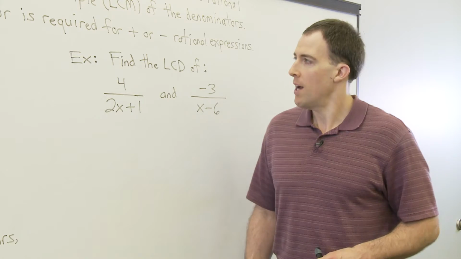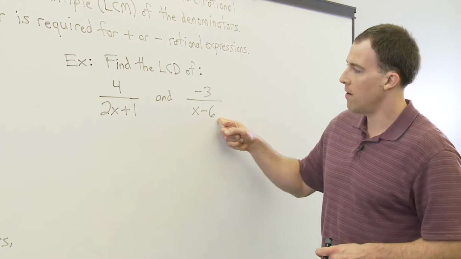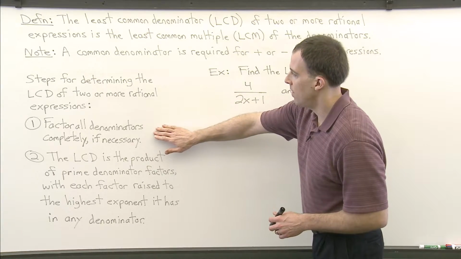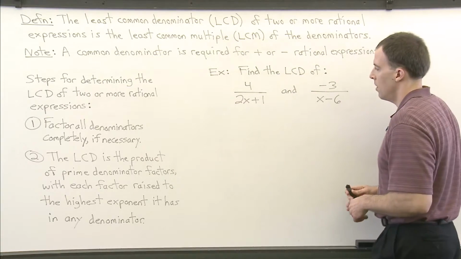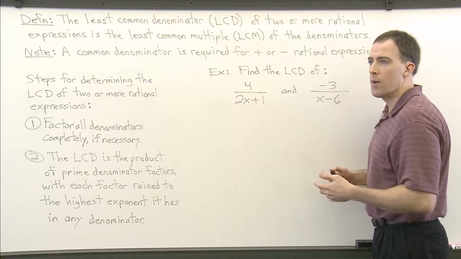Okay, in this example we're asked to find the least common denominator of 4 over 2x plus 1 and negative 3 over x minus 6. So the first thing to do when asked to find the least common denominator is, if necessary, factor all of the denominators. I'm looking at both of these denominators and neither one can be factored.